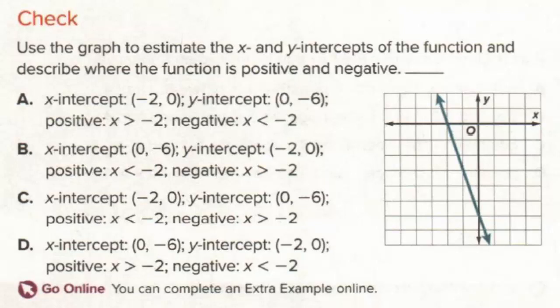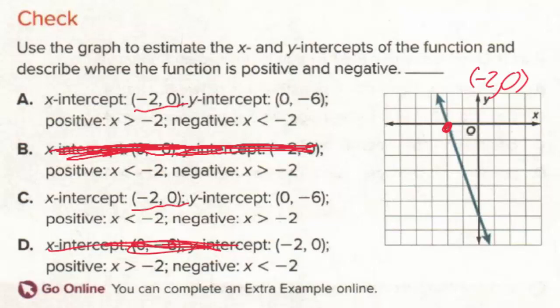So the first thing we want to do is figure out where the intercepts are. So we've got an intercept right here, which is going to be (-2, 0). That's the x-intercept, so the x-int. So x-intercept of (-2, 0). This intercept is (-6, 0), so that one's not right. This one's (-2, 0). And the bottom one's (-6, 0). So it's either choice A or C.